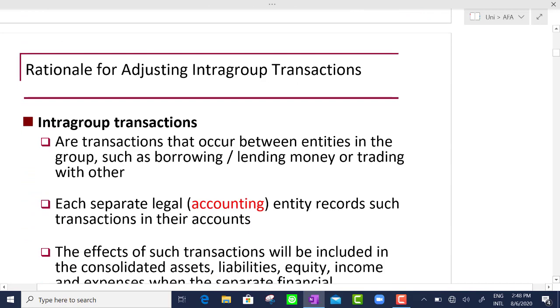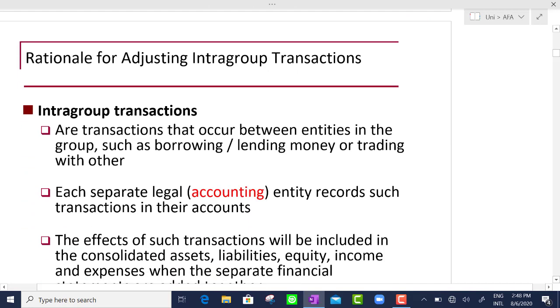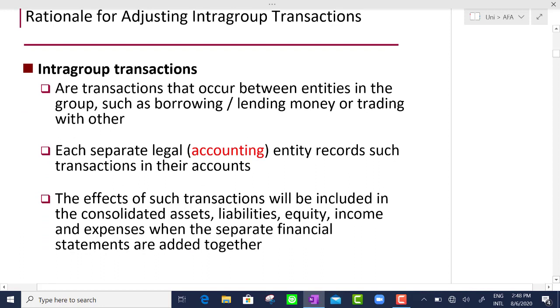Let's see why we need to eliminate intergroup transactions. First you should know what intergroup transactions are. Intergroup transactions are the transactions that occur between entities in the group. It could be a sale of inventory, it could be a sale of a fixed asset, it could be providing services, it could be intergroup borrowings, right? So if any transaction occurs between entities in the group, that transaction is called an intergroup transaction.